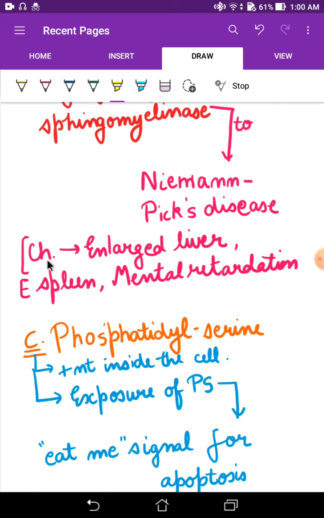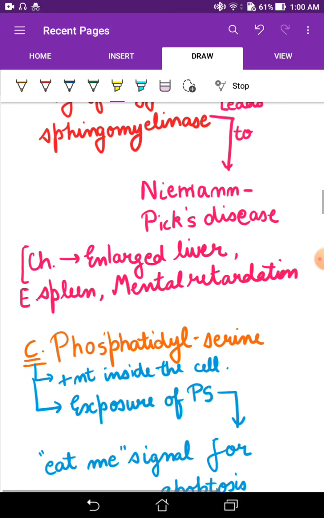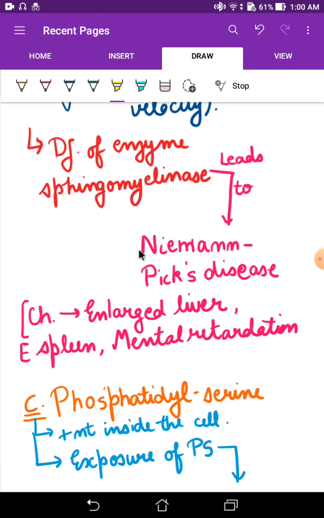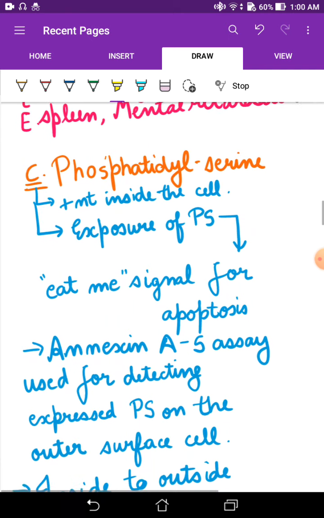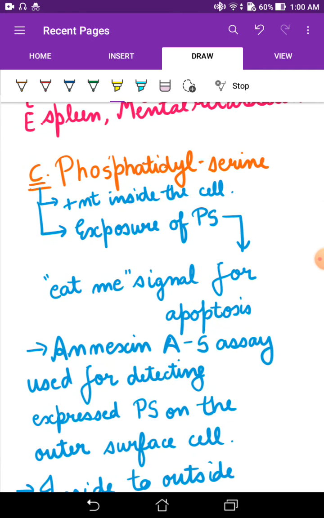It is characterized by enlarged liver, enlarged spleen, and mental retardation. These are the features of Niemann-Pick disease, and it is caused when there is a deficiency of the enzyme sphingomyelinase. This was the second phospholipid.